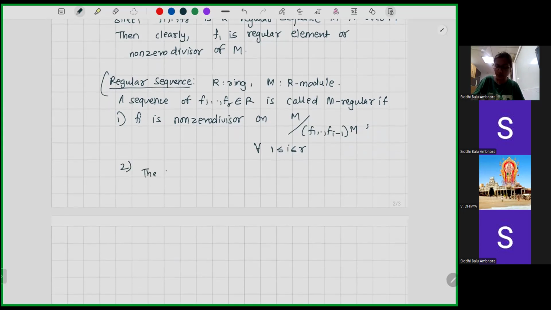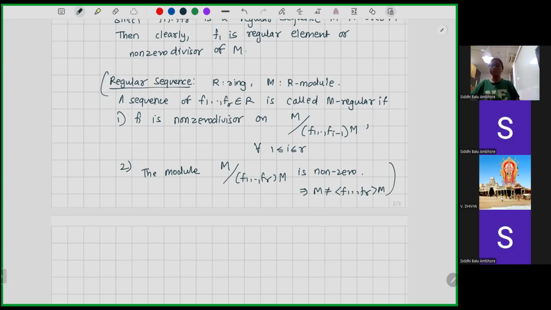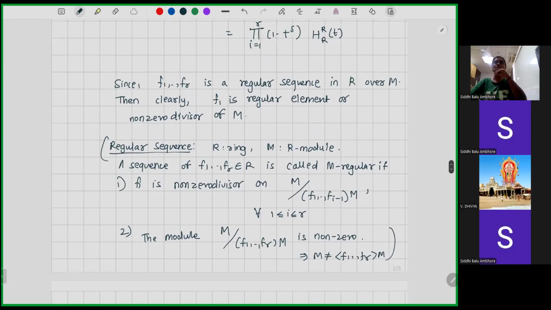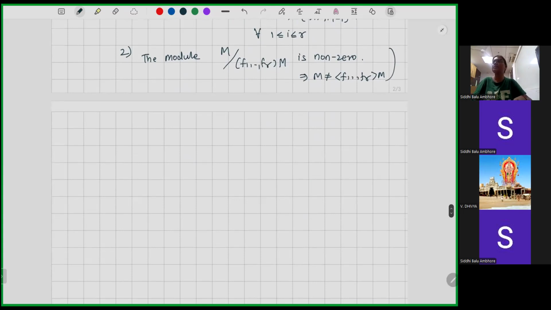And second is that the module M quotiented by (f1, ..., fr) M is non-zero. In short, what they mean is M is not equal to (f1, ..., fr) M. That's what they mean by this. So this is the condition. The first element f1 is anyway a non-zero divisor on M. So this is an M-regular sequence in R. So I have this map, right? Then multiplication by f1 will be an injective map.